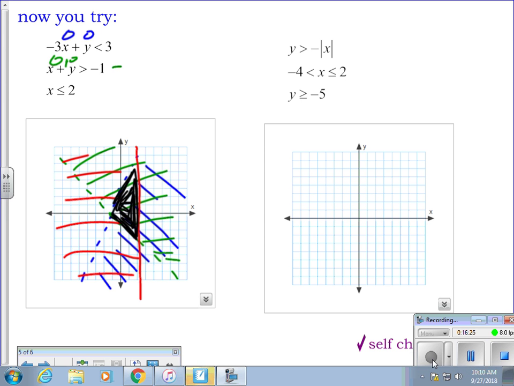Next one, same thing. First one, absolute value of x, negative x. Just take the absolute value of x and flip it over. I can't test the origin because it goes through the origin. Pick another point. I just like to pick one I know for sure isn't on there. I'm going to use 0, 2. 0 for x, 2 for y. Is 2 greater than 0? Yeah. So that means it's everywhere above this.